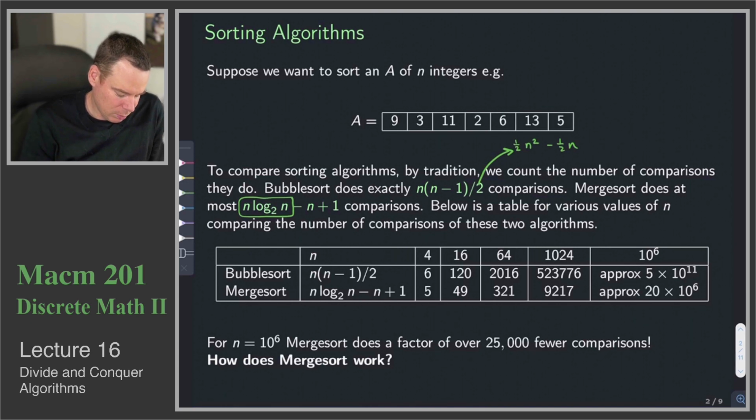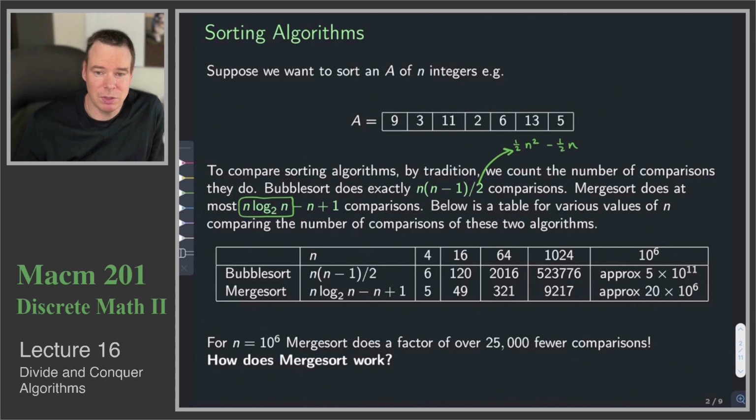So here's our table indicating for a length n array, this is how many comparisons bubble sort does. This is how many merge sort does. And in order to make the calculations easy to do, in other words, to take log base 2 of n, we're just going to use n as powers of 2. So when n is 4, an array of length 4, bubble sort does 6 comparisons, merge sort does 5. So it does 1 less comparison. It's not going to be much of a time saver.